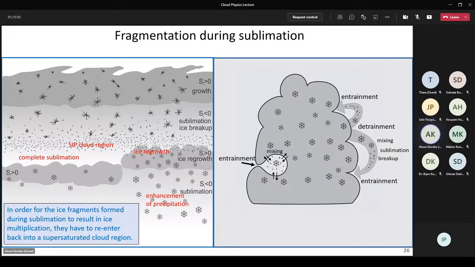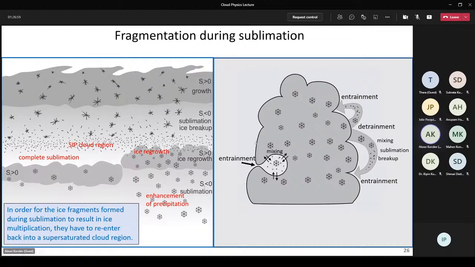In order for the secondary ice formed during sublimation to result in ice multiplication, it should re-enter a supersaturated environment, because this mechanism is active only in an undersaturated environment. For example, if you have ice produced in a layer and it precipitates down and starts to sublimate underneath the cloud, resulting in many secondary ice particles, they slow down and are expected to sublimate completely unless they re-enter another cloud. But this cloud should be exactly at the location of this accumulation zone of secondary ice. Otherwise, if the situation is like the one shown on the left, they simply sublimate in clear air without any secondary ice production.